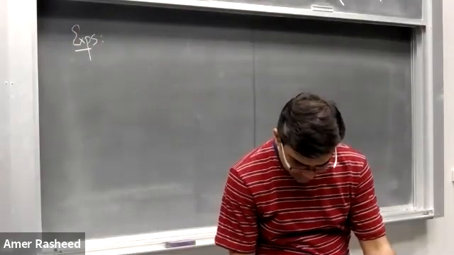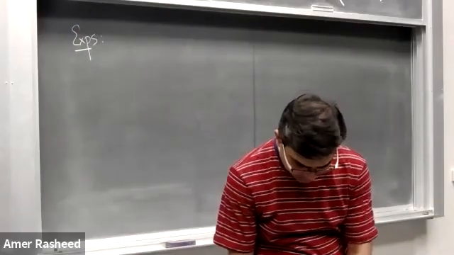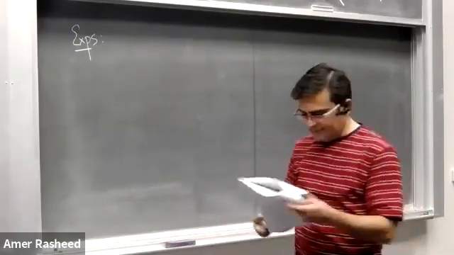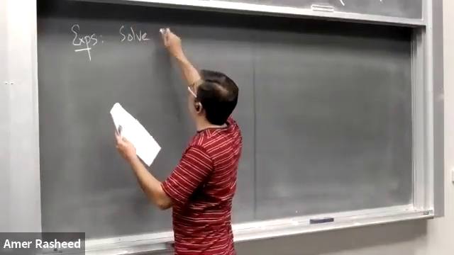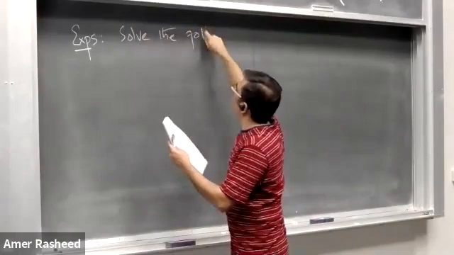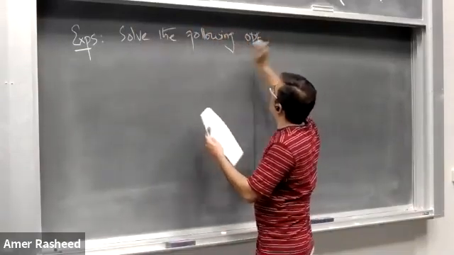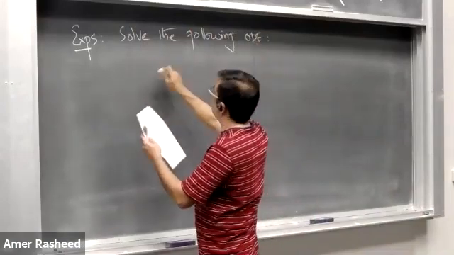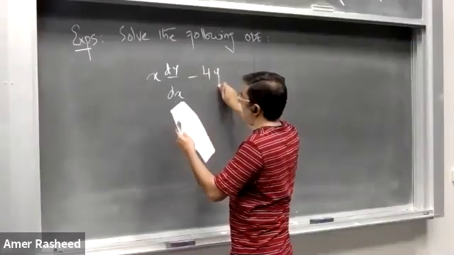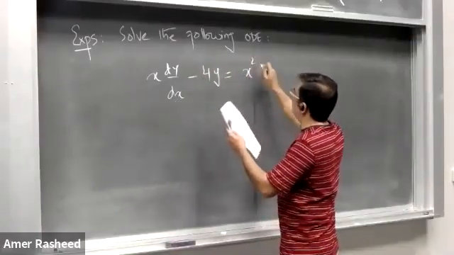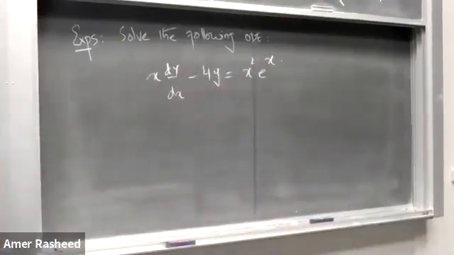Oh, it's very, very simple. Maybe this one. Solve the following differential equation. Solve the following ODE. The ODE is x dy by dx minus 4y is equal to x squared e raised to the power x. So this one we are going to solve here.